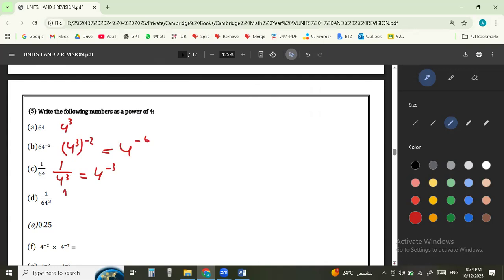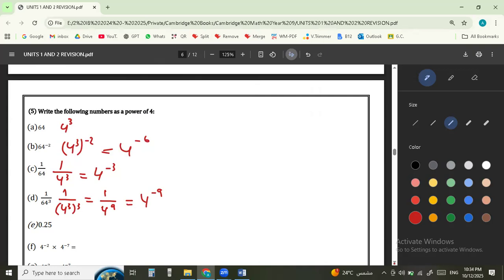Here, 1 over 4 to the power of 3, which is 64. Yes, mister, but it's 64 to the power of 3. Okay, so 4 to the power of 3, all to the power of 3, which is 1 over 4 to the power of 9. Am I going to leave it this way? I can't. I have to get it up. 4 to the power of -9.